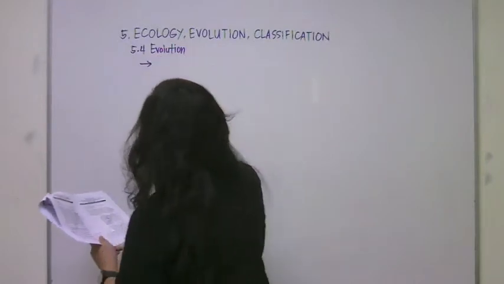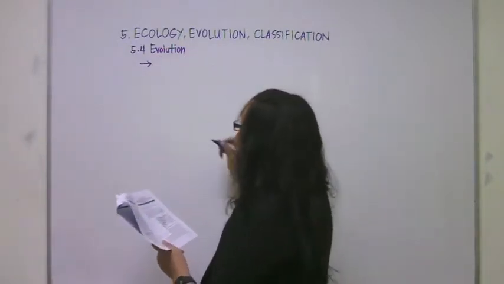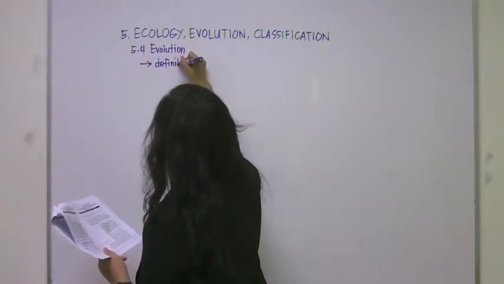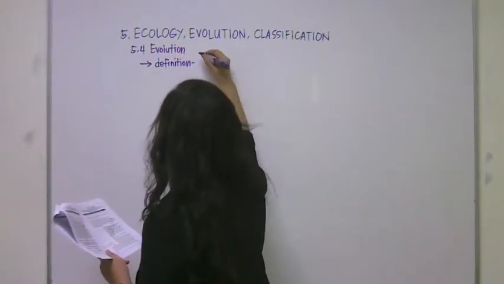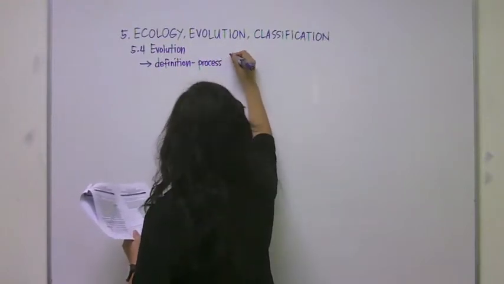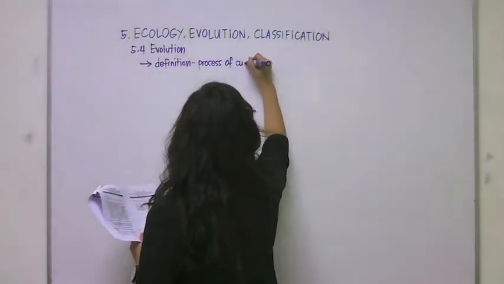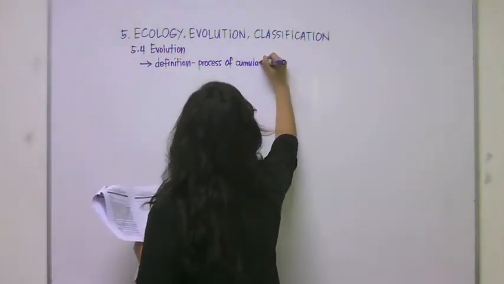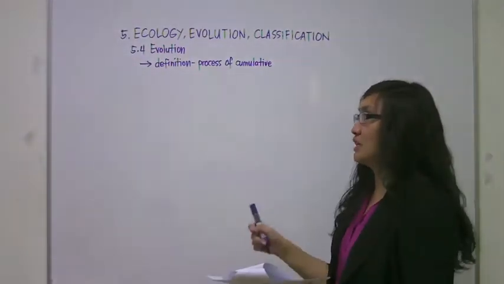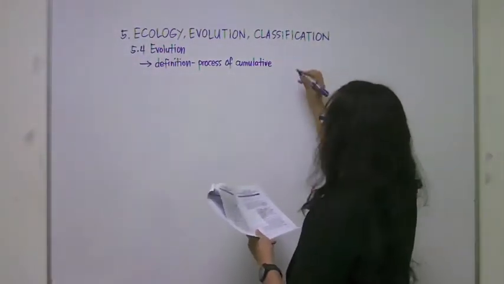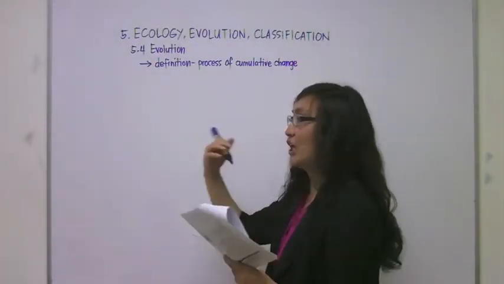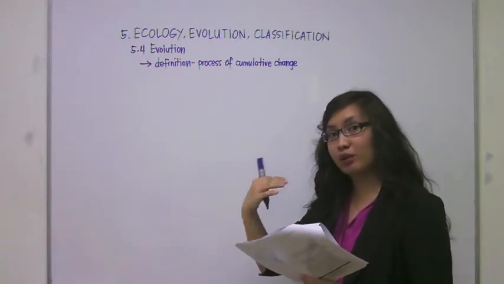So the first thing that we need to discuss, of course, is the definition. Just like what I have said a while ago, it is a process of cumulative change. So it needs time. We have to indicate to our students that evolution requires time for us to be able to see that there are changes occurring in a specific group of organisms.